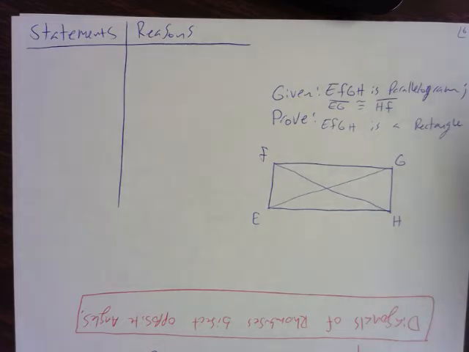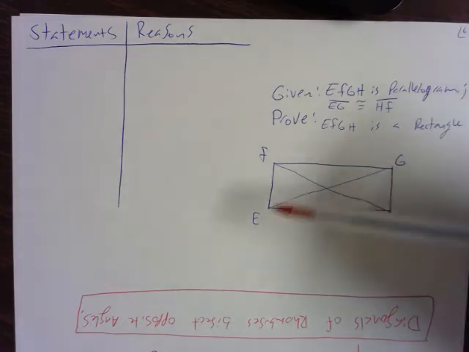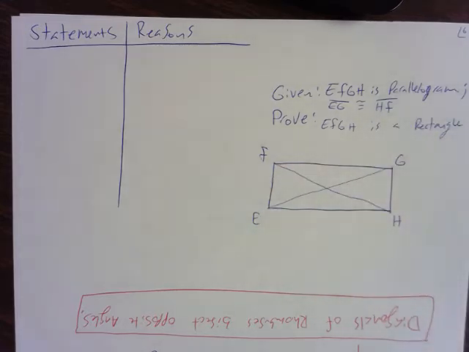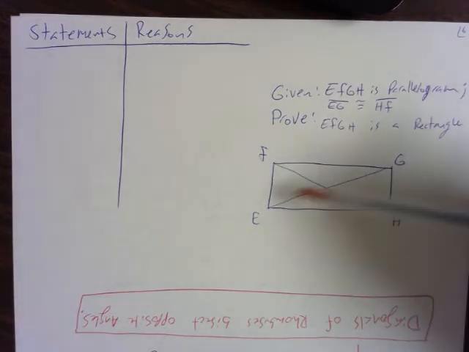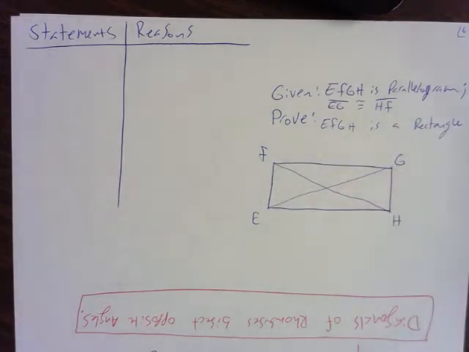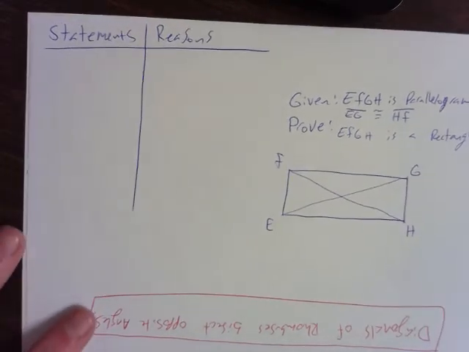So my given statement is that I have EFGH and that it's a parallelogram. And then I know that line segment EG is congruent to line segment HF. So my two diagonals are congruent. Okay, that's going to be very important for this entire proof and for our final statement.